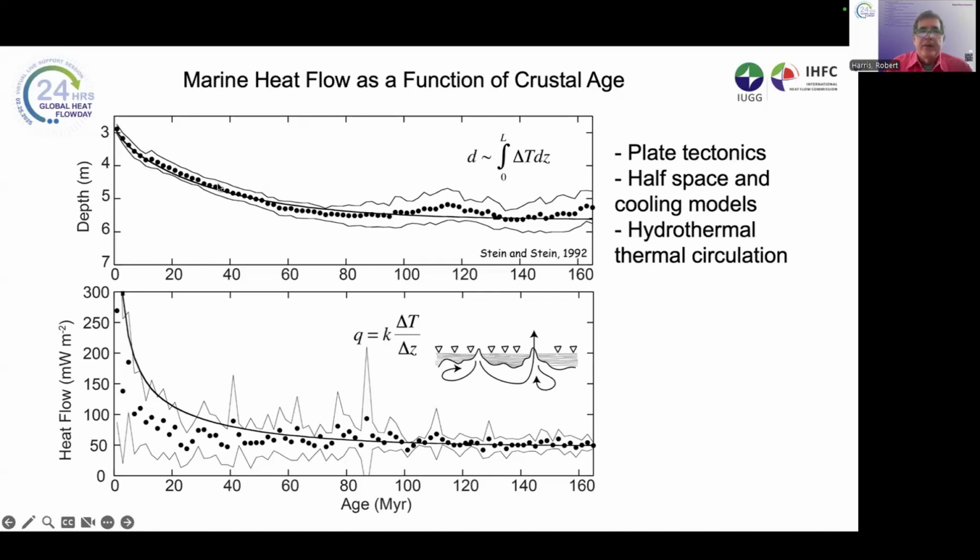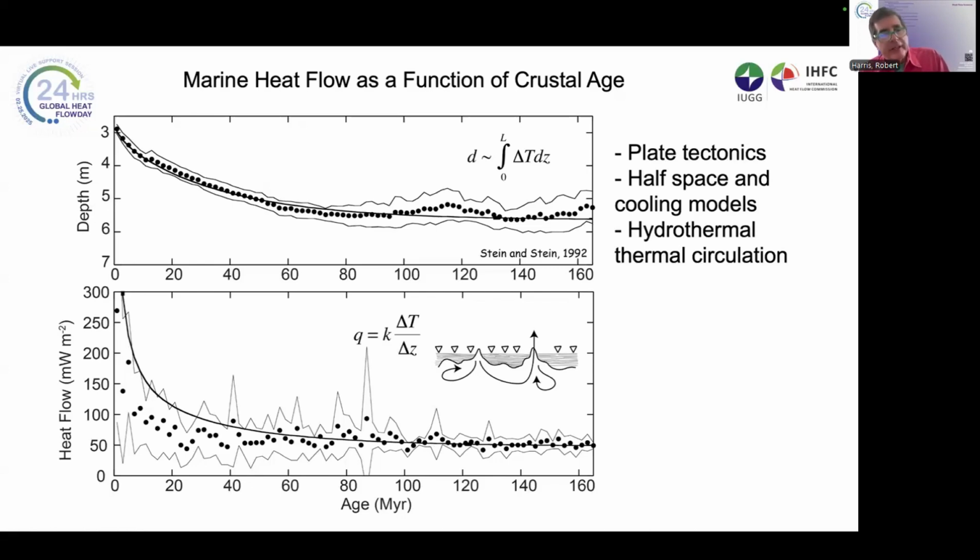And this is a plate cooling model that can be used as a reference. It's a global average, and they comprise a reference against which heat flow observations can be made. And so here's heat flow as a function of time. And you can see that for old oceanic crust, there's a good agreement between the model and the data, but for young oceanic crust, there's this discrepancy. And that discrepancy is attributed to hydrothermal circulation.